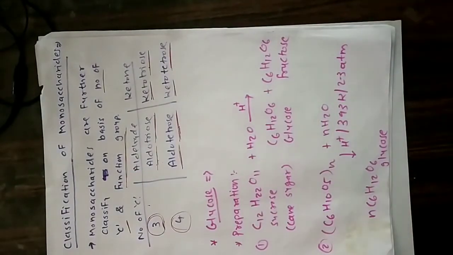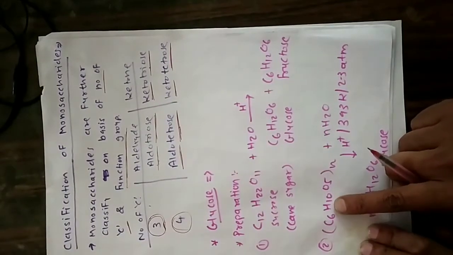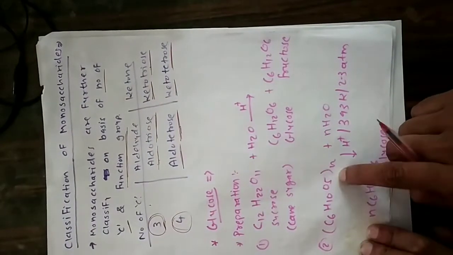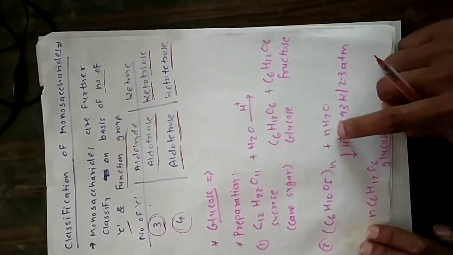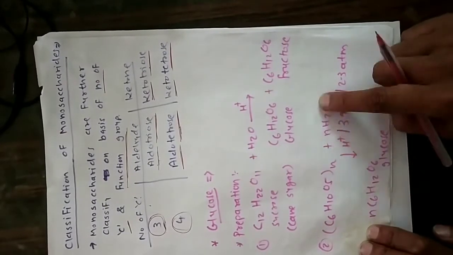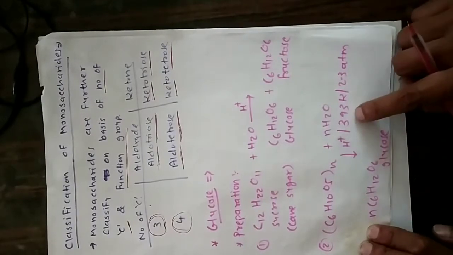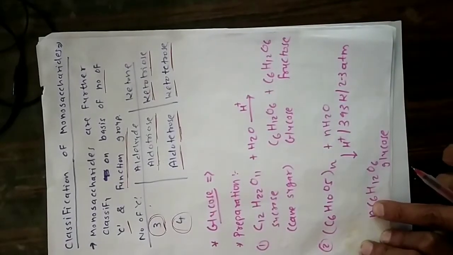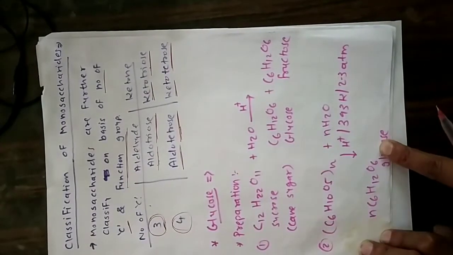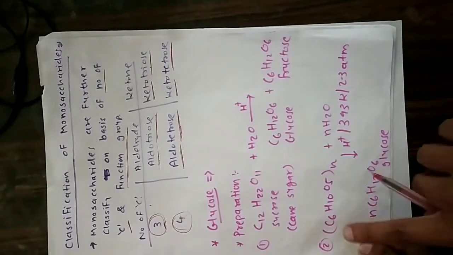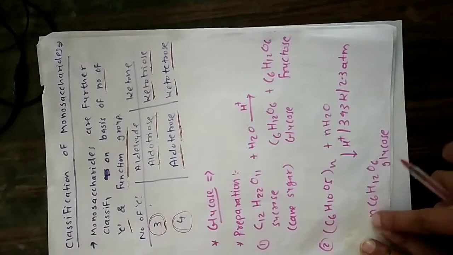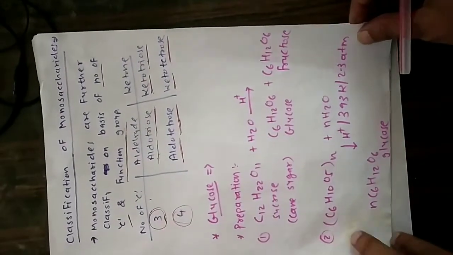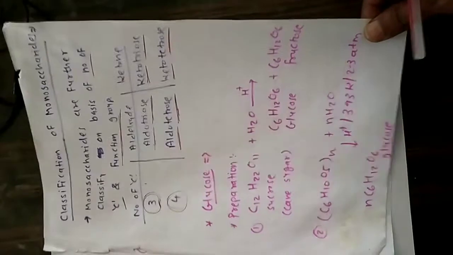Now the second preparation is from starch, or you can say polysaccharides. (C6H10O5)n is a polysaccharide, starch. When it undergoes a hydrolysis reaction with H+ and H2O at 393 Kelvin and 2 to 3 atmosphere pressure, it gives glucose only. It does not give fructose. We have taken n number of times here, so n glucose. That is the second preparation of glucose.